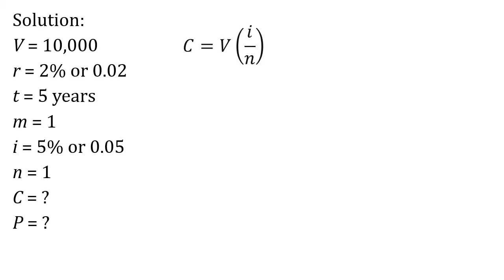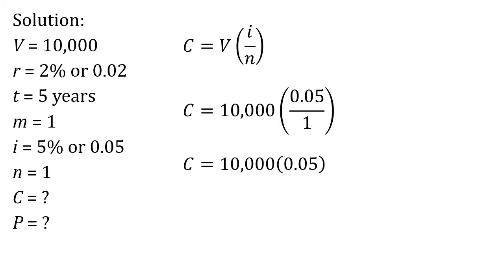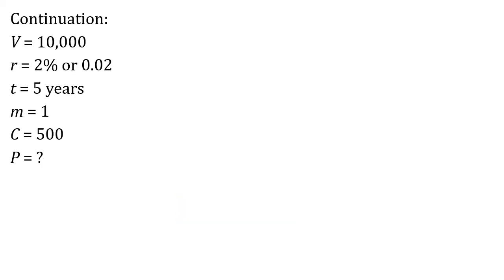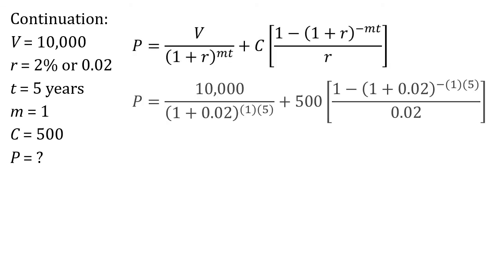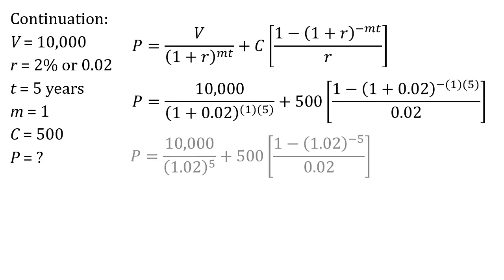These are our givens. So solve for C first. C equals B times I over N. So C equals 10,000 times 0.05 over 1, which is 500 pesos. That's the value of C. After obtaining the value of C, now we can solve for P. P equals 10,000 over (1 plus 0.02) raised to 1 times 5, plus 500 times [1 minus (1 plus 0.02) raised to negative 1 times 5] over 0.02.